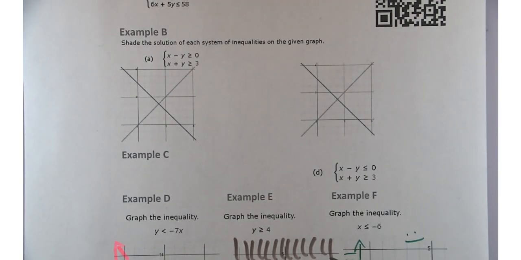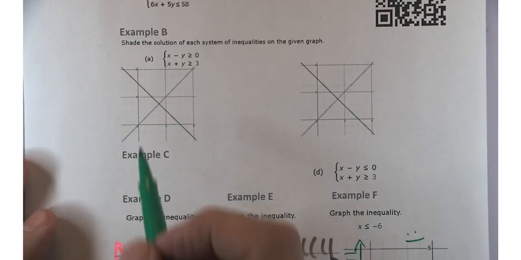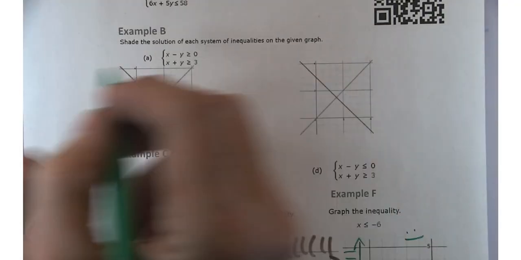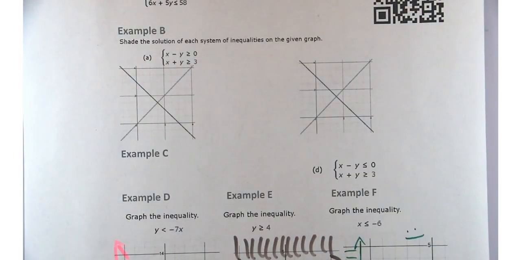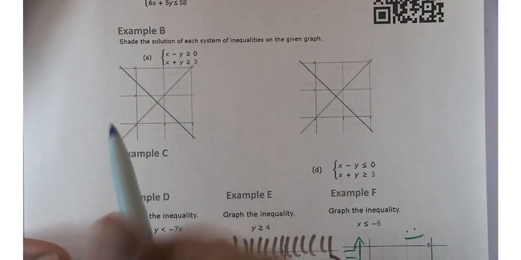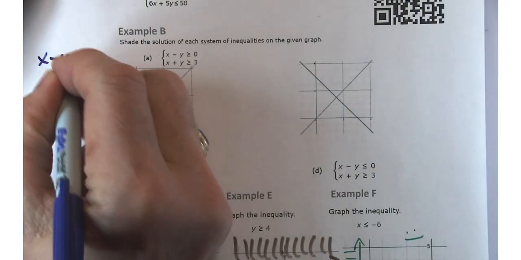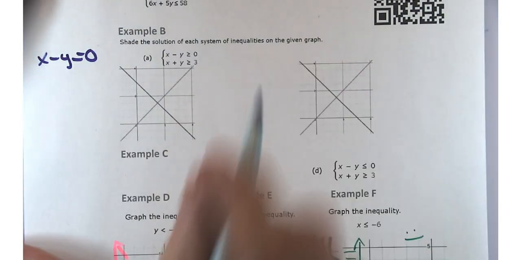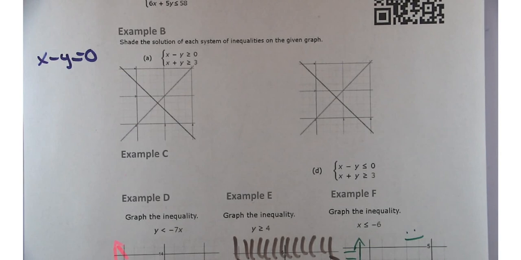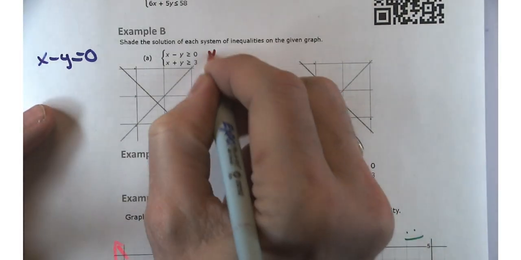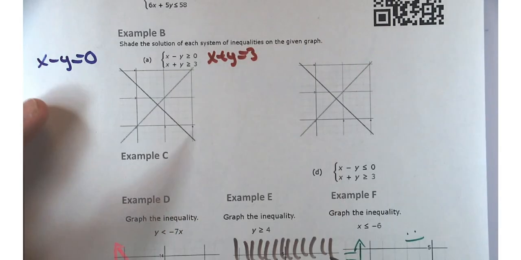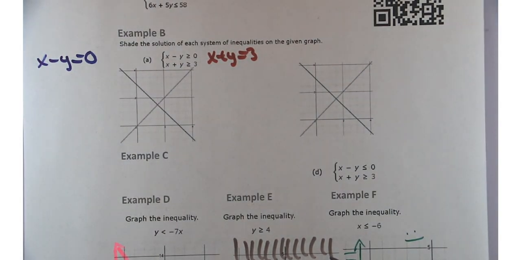So I've already drawn these for you, but maybe you can try and figure out, before I spill the beans, which graph is which. Because we have to graph two graphs. One of them is x minus y equals 0, and the other one is, let me do that in a different color here, x plus y equals 3. So see if you can figure out which one is which of these two graphs.